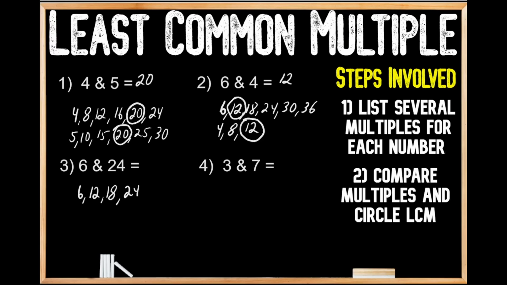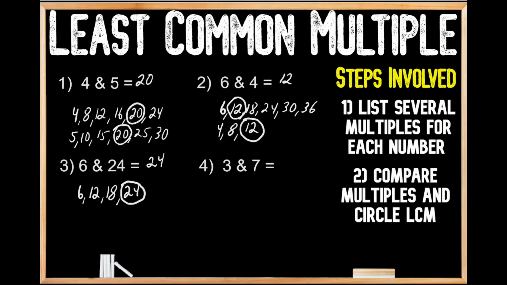Just like we did with question number 2, we're going to stop here and circle the 24. Because if we were to start to list the multiples of 24, the very first multiple that we're going to list is 24. So we've already found the least common multiple, and we don't have to list any more multiples. So for question number 3, the least common multiple for 6 and 24 is 24.